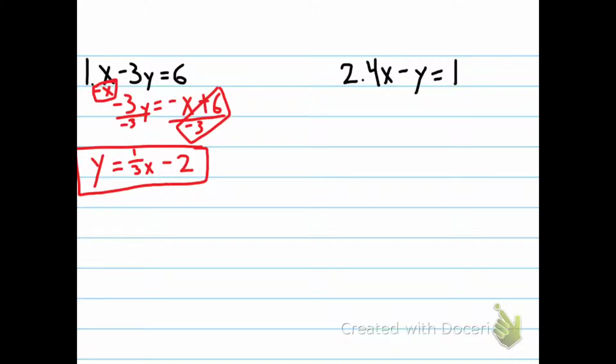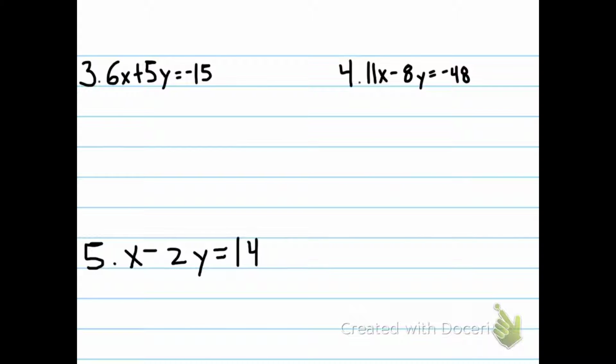So for our next one, remember we have to get the y by itself. So we're going to subtract 4x from both sides. So we're left with negative y equals negative 4x plus 1. Now we're not done yet because this y is a negative. So we have to divide both sides by a negative 1. So everything just changes its sign right here. So this negative 4 becomes a positive 4, and then the positive 1 becomes a negative 1. So this is our answer.